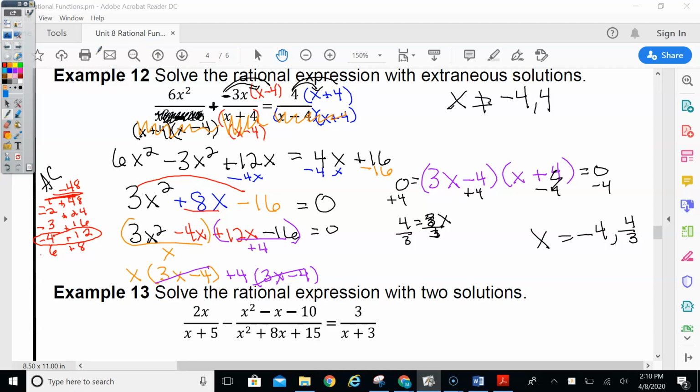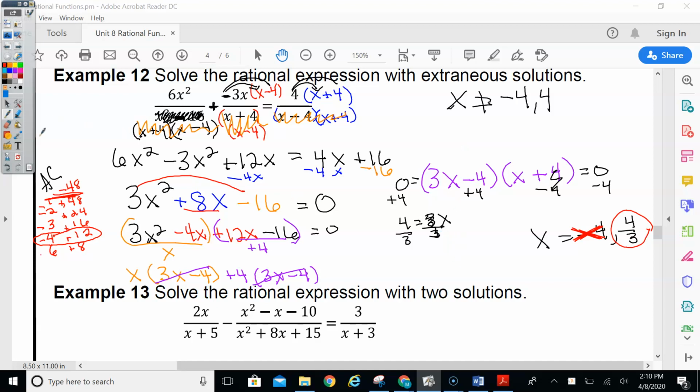But notice, I have a negative 4 here, but at the beginning I said it couldn't be that. So this is a contradiction. So the negative 4 is actually an extraneous answer, because it doesn't work. This is the only answer to the problem, is the 4 over 3. Okay, so that's what it means to solve when it has an extraneous solution. That the answers that you get may or may not work. You have to check it at the beginning.